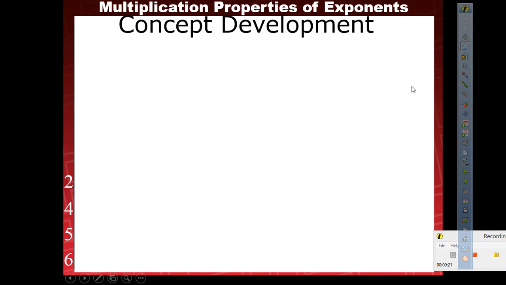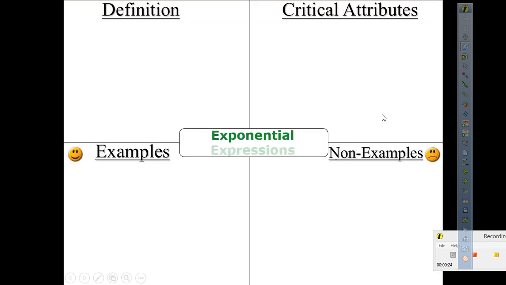So in our Frayer model, exponential expressions, by now you should know the definition, right? Because I repeated it like 1,000 times yesterday. Exponential expressions are expressions. Let's see if you can remember. Write it in there. If you still don't, start writing some examples. Then from there, write a non-example, and then we'll cover that. Go.